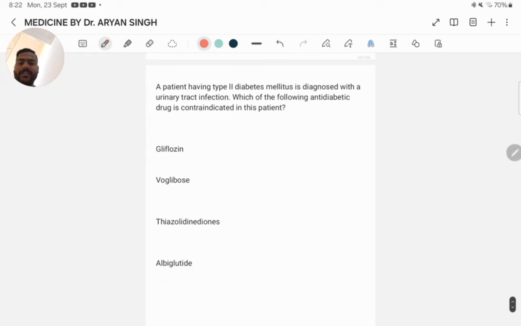A patient having type 2 diabetes mellitus is diagnosed with a urinary tract infection. Which of the following anti-diabetic drugs is contraindicated in this patient? Gliflozin, vogliboses, thiazolidinediones, albiglutide. The option is gliflozin, because gliflozin is a sodium glucose co-transporter 2 (SGLT2) inhibitor.